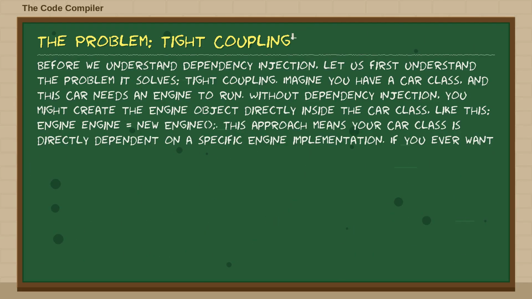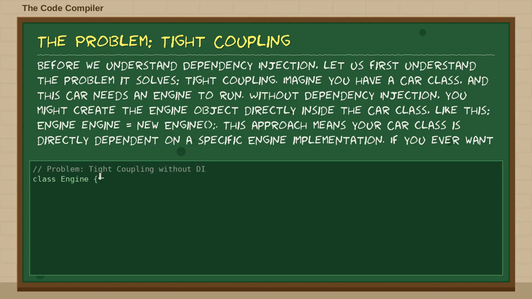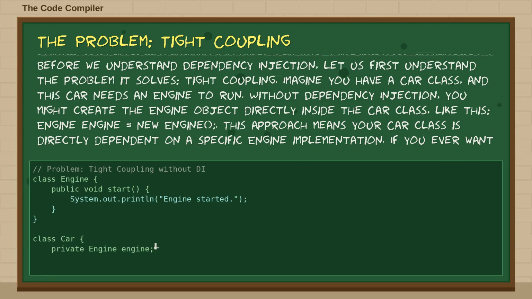If you ever want to change the type of engine, say from a petrol engine to an electric engine, you would have to modify the car class itself. This makes your code rigid, difficult to test independently, and hard to reuse. This direct creation of dependencies within a class leads to what we call tight coupling, which is generally considered a bad practice in object-oriented programming.